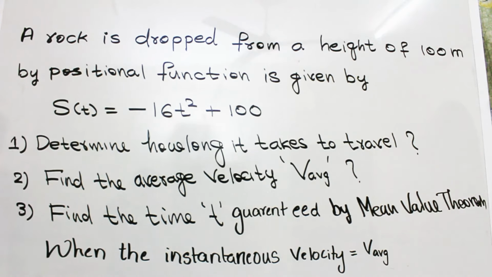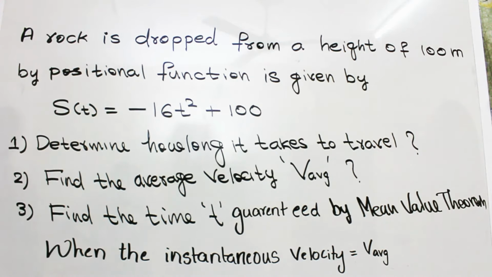A rock is dropped from a height of 100 meters, and its positional function is given by s of t equals minus 16 t squared plus 100. Determine how long it takes to travel. The question is to find the average velocity, v average, and next, find the time t guaranteed by the Mean Value Theorem when the instantaneous velocity is equal to the average velocity. It is a very important question.